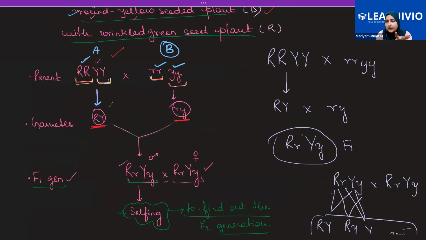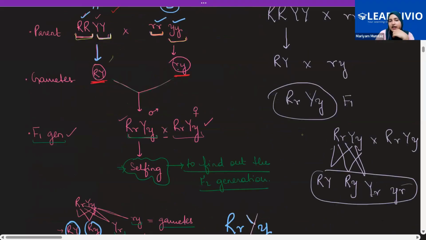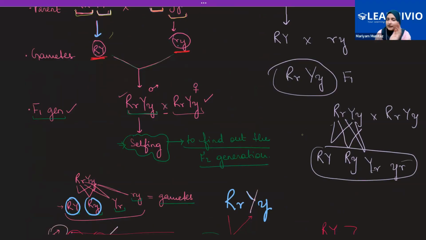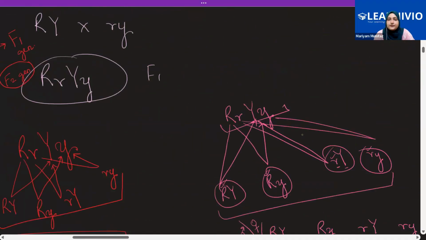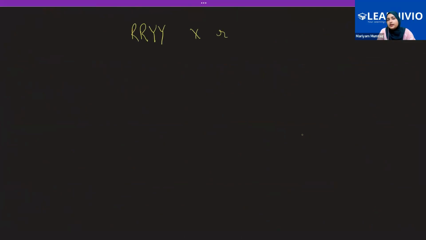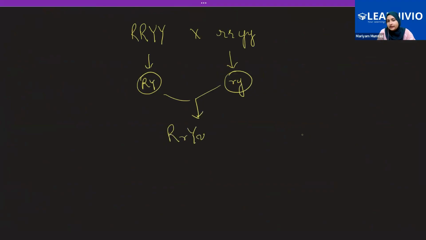These are the two gametes, isn't it? Now, when you cross them together, the F1 generation comes out to be capital R, small r, capital Y, small y, because all of them will be heterozygotes. So we had capital R, capital Y crossed with small r, small y. From here the gamete came out to be this, and from here the gamete came out to be this. When we crossed them together, the F1 generation came out to be this. This is the F1 generation.